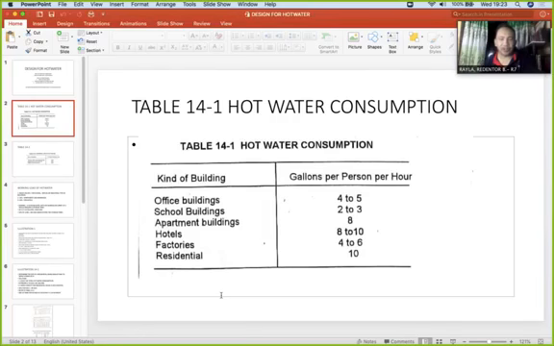It talks about the kind of building: office, school, apartment, hotels, factories, residential. You will notice that the unit is gallons per person per hour. In an office you have 5 gallons per person per hour. Higher in hotels, no? You might be spending a lot of time taking a bath. Factories 4 to 6, and residential also 10 gallons per person per hour. So this is not only for drinking water but also for other uses.